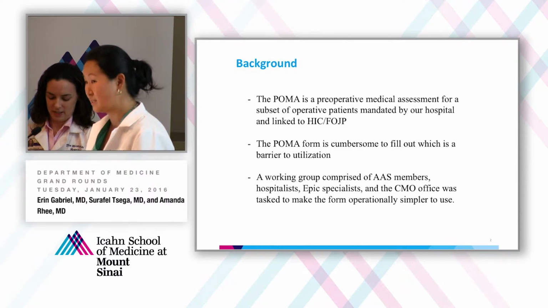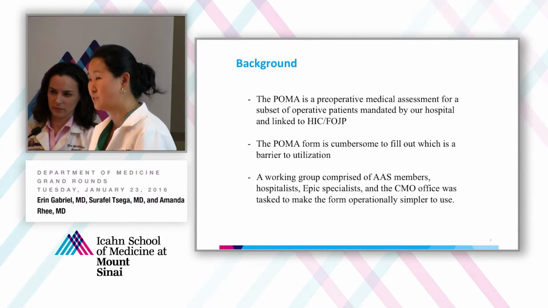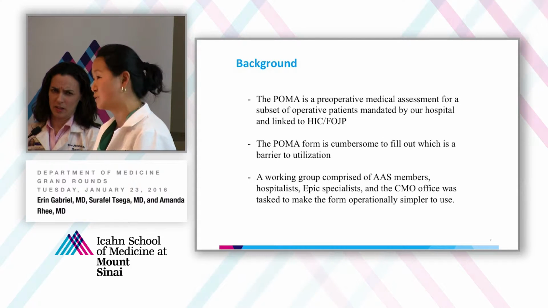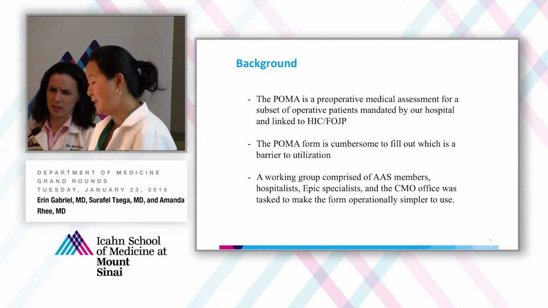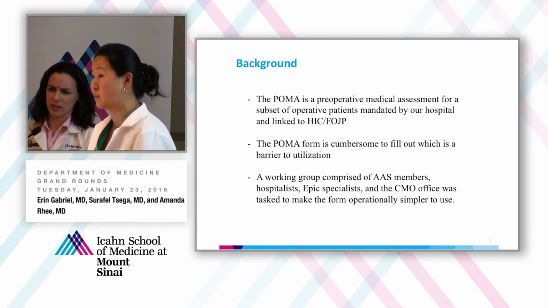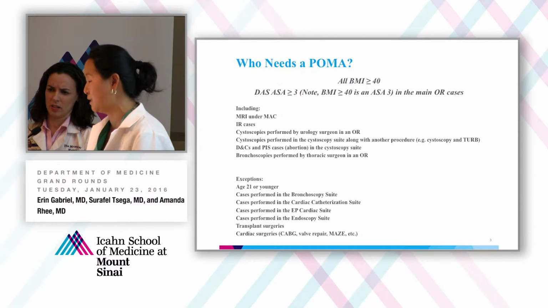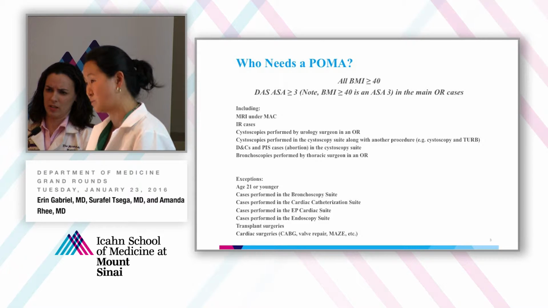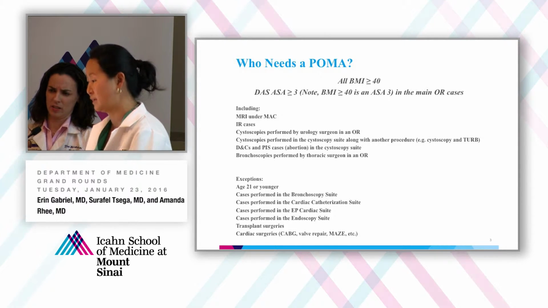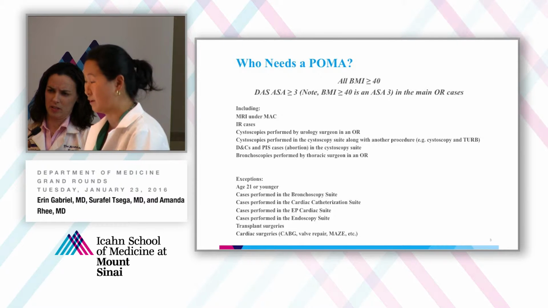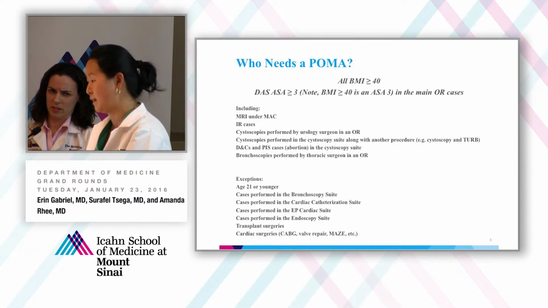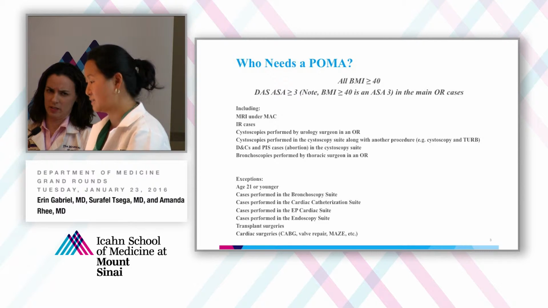So recognizing that the workflow challenges are real, our group was charged with trying to make that a little bit easier. And that came in the form of reworking the POMA form. Quick review, anybody whose BMI is greater than or equal to 40 needs a POMA. That includes ambulatory patients and DAS patients, which are those patients who come in and stay on the day of surgery. If you're ASA 3 or greater, you need a POMA, and you're automatically ASA 3 if you're BMI 40 or greater. So it's just easy to remember, all BMI 40 or greater, and DAS, ASA 3 or greater.